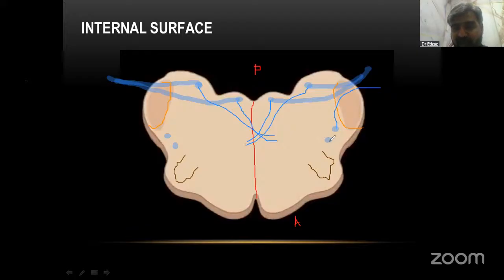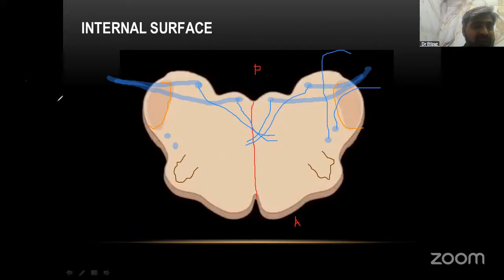Anterior spinocerebellar. It will not go through the inferior peduncle. It will go to the pons, to the midbrain. Then through the superior cerebellar peduncle, it will enter into the cerebellum. So it will go above. The course is a little bit different in these two. Okay, so that is the posterior spinocerebellar and the anterior spinocerebellar tract.